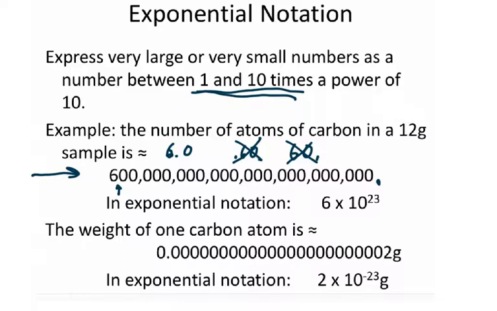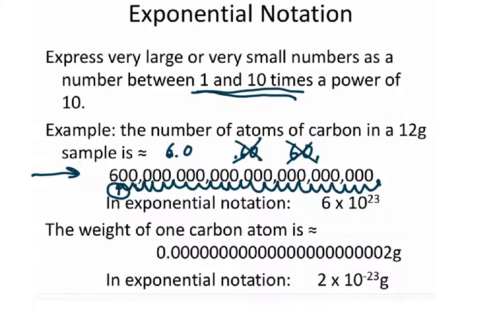Now, if you look at and count the zeros, in order for me to move the decimal point to this position over here, I needed to move it 23 spaces. You can see me count here: 1, 2, 3, 4, 5, 6, 7, 8, 9, 10, 11, 12, 13, 14, 15, 16, 17, 18, 19, 20, 21, 22, and 23.